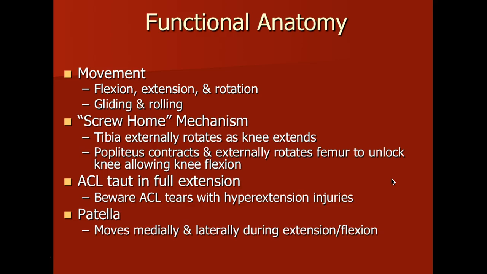So it says the popliteus contracts and externally rotates the femur to unlock the knee, allowing knee flexion. So in the opposite direction, when you have your knee fully straight and want to get into flexion, this is where the popliteus comes into play. It allows the femoral condyle to clear, and then you can get your knee flexion as well.